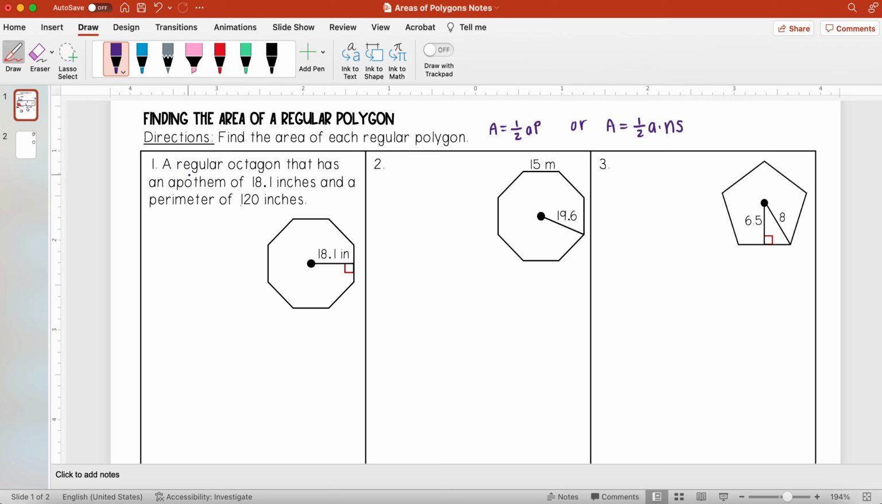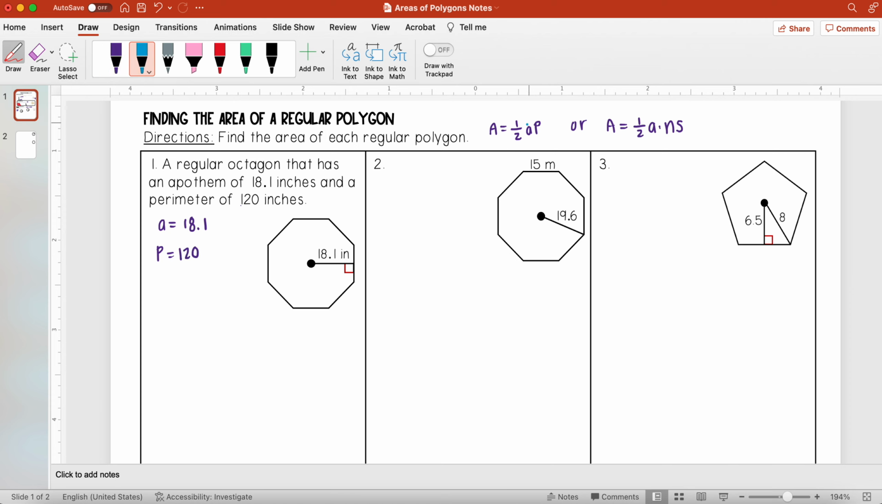So looking at number 1, it says a regular octagon that has an apothem of 18.1 inches and a perimeter of 120 inches. And we see this regular octagon here. Looking at this picture, I can automatically see that my apothem is 18.1 inches because this segment here goes from my center to the side length at a 90-degree angle. And so that means that this is the apothem right here. In this problem, it tells us that the apothem A is equal to 18.1. I'm also told that my perimeter P is equal to 120.